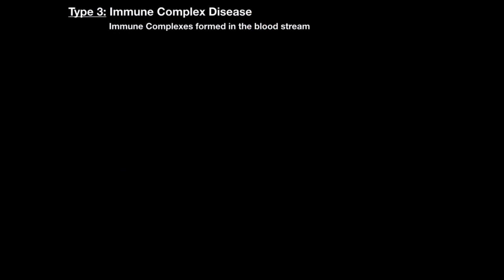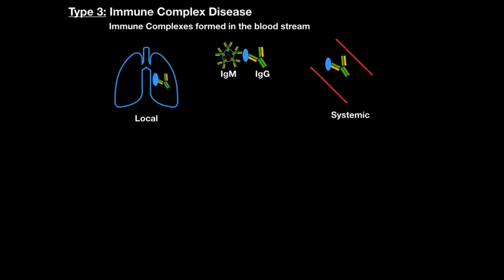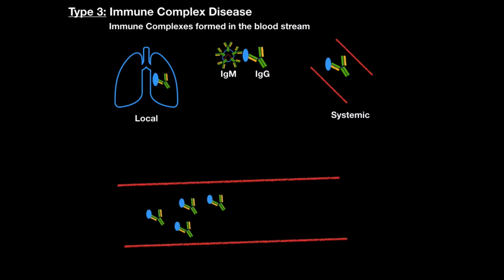Type 3 is what we call immune complex disease, where immune complexes like these are formed in our blood. Notice type 2 and type 3 are exactly the same. The only difference is that type 2 is related to antibodies that are bound on the surface of cells. Type 3, however, is when antibodies bind to free-floating antigens, usually in the blood. So if it's in the blood, it usually causes a systemic response, or it could be local, if you're in your lungs, for example. So let's say this is a blood vessel, right, with some immune complexes in it.